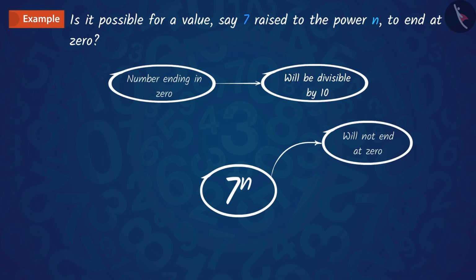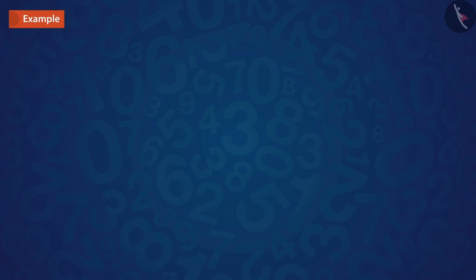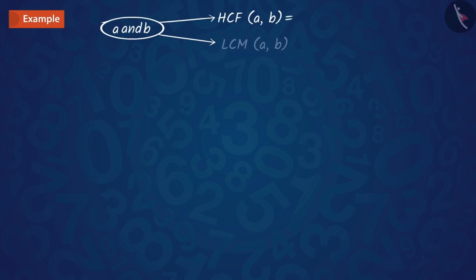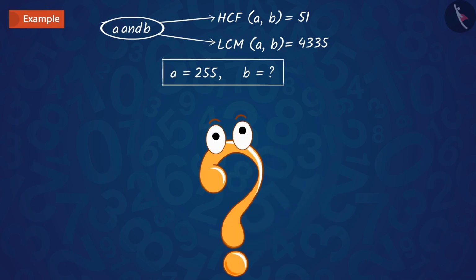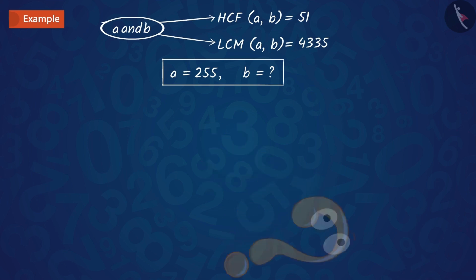Let us look at another example. The HCF and LCM of two numbers A and B are 51 and 4335 respectively. If A is equal to 255, find the value of B. Can you guess how the value of B can be found?